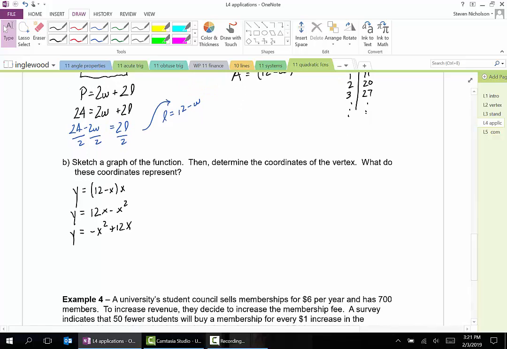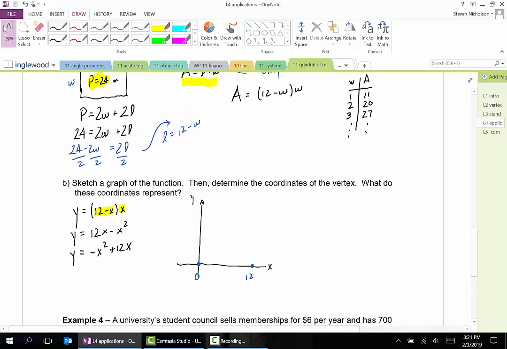So in this example right here, if we drew this picture, here's what we'd have: our y and we'd have our x. And again, from this factored form, we'd find our two x-intercepts. And our x-intercepts would simply be 0 and 12. So in the example above, I actually haven't figured out the answer yet. You know, what would be the dimensions that would give us the biggest area.